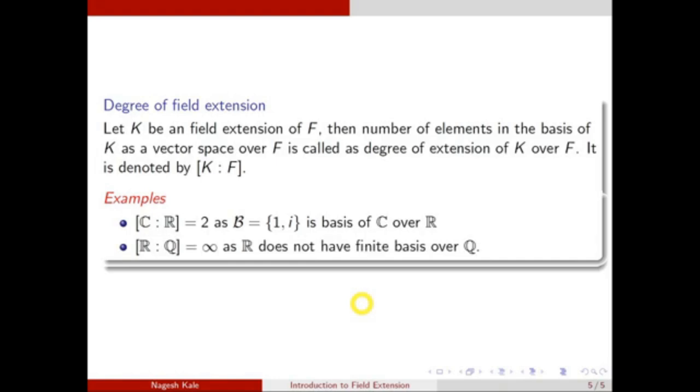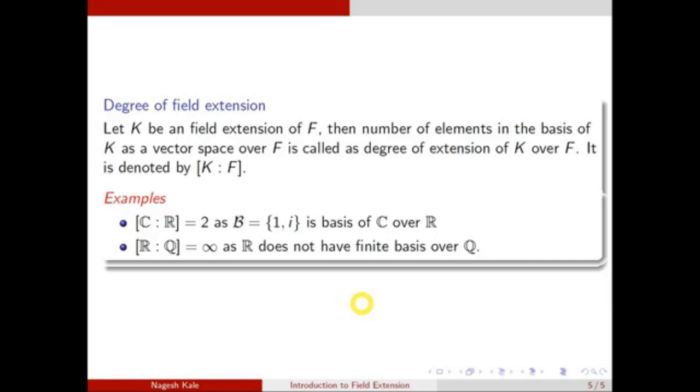Let me conclude with another example. The degree of extension of real numbers over rational numbers is infinite, because real numbers does not have a finite basis over Q, or in short we can say that real numbers cannot be generated over rational numbers by some finite set.